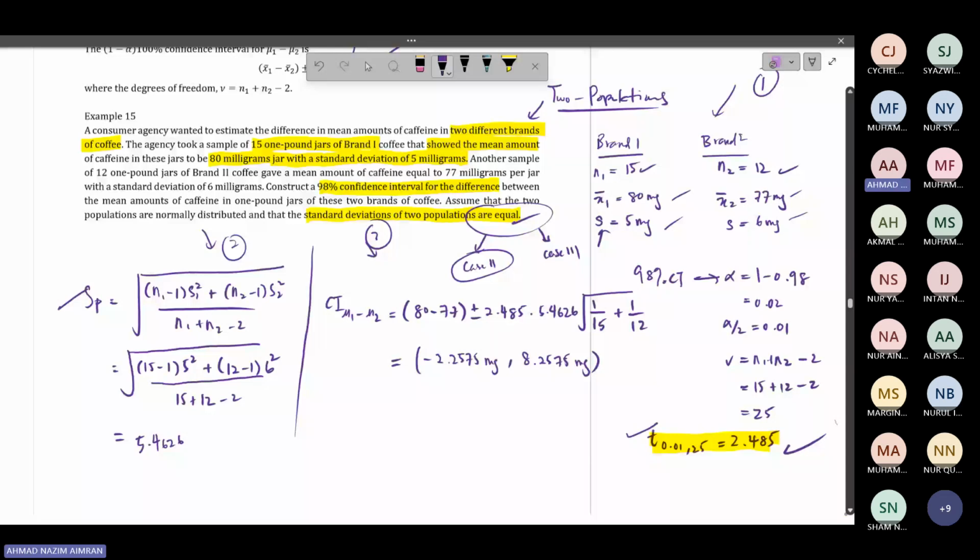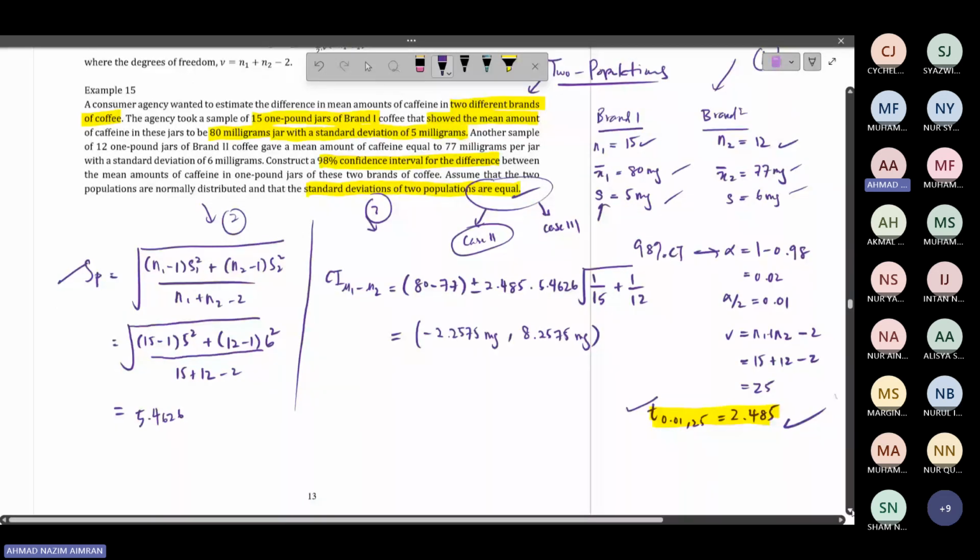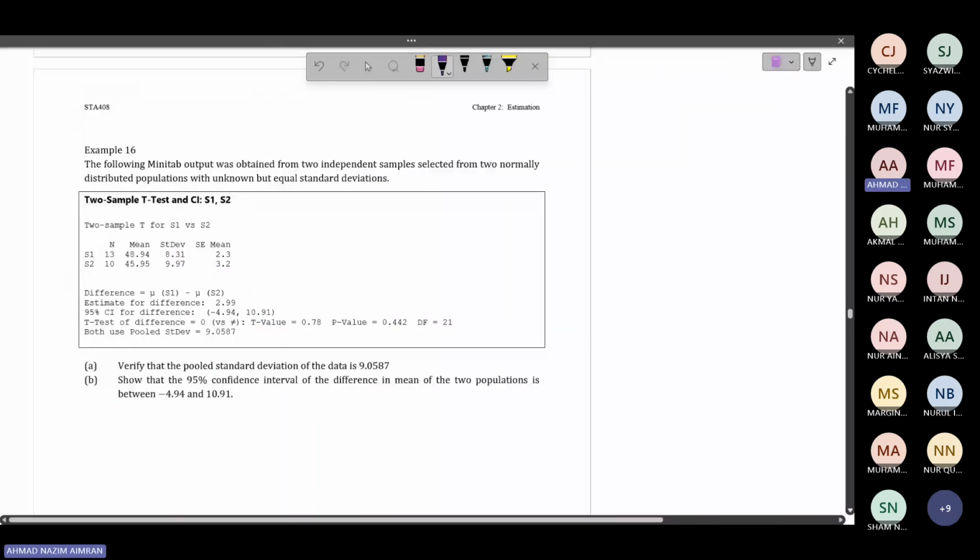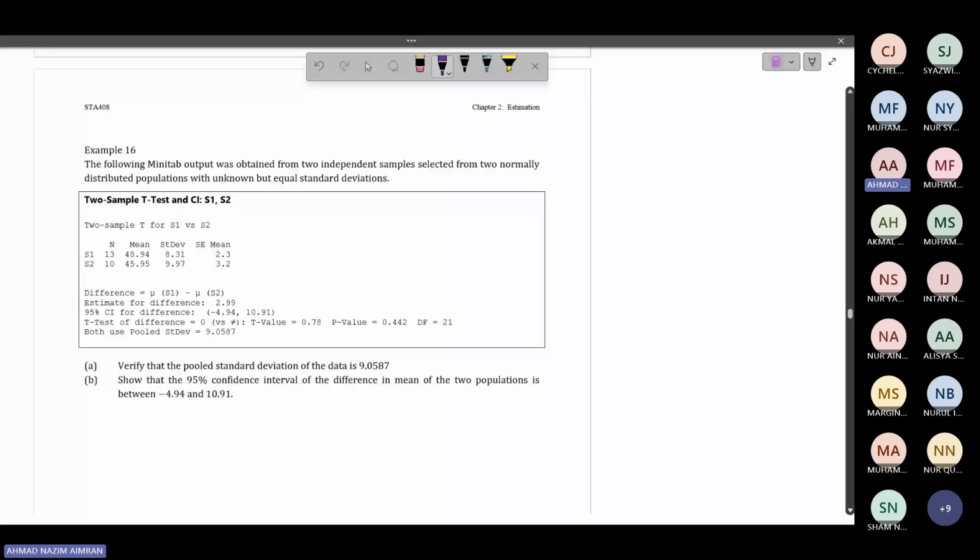Alright. Kalau semua okey, the last one for today is example 16. This example gives us the Minitab output. Kalau awak tengokkan dekat Minitab output ni, first of all, there is no assumed standard deviation of the population kat atas ni.